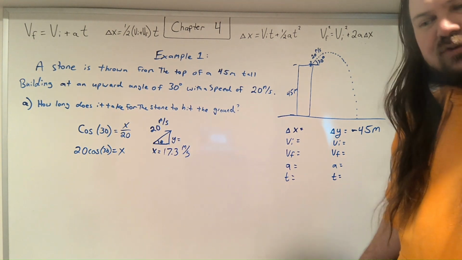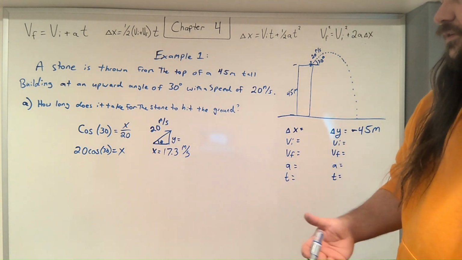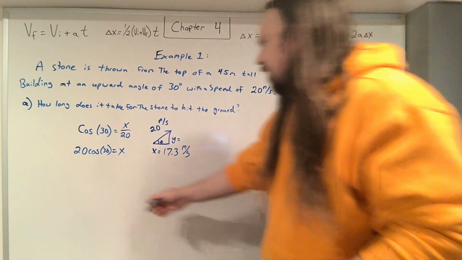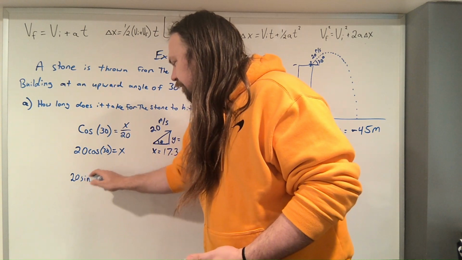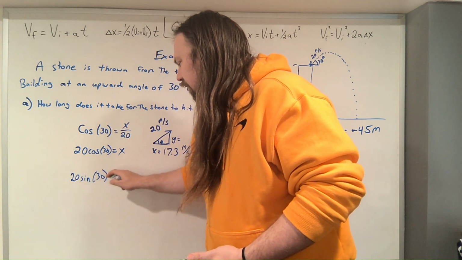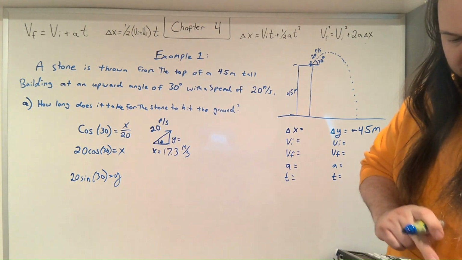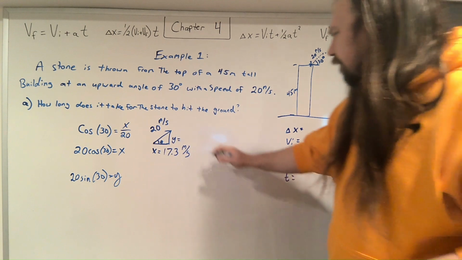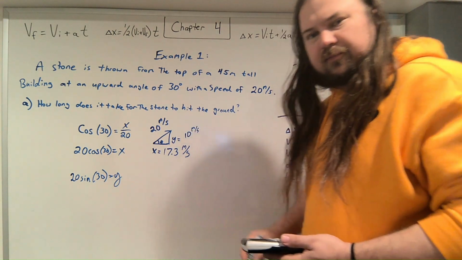Now for the y, we're going to do the same scenario. We look back at SOHCAHTOA. We look at the one that has opposite over hypotenuse. That includes the angle. And we go with sine, that one is going to be sine. So I know then that 20 times the sine of 30 will give me the y. Okay, so let's do that. 20 times the sine of 30 gives me 10. Okay, and this is 10 meters per second.